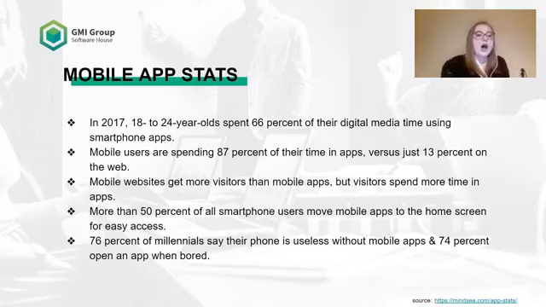Also, mobile users are spending 87% of their time in apps versus just 13% on the web. So here we see that right now our world is focused on mobile devices, and we check a lot of the internet on our phones, but it's easier for us to do it from the app. So we don't have to look for the website, we just click and we have what we want to get.